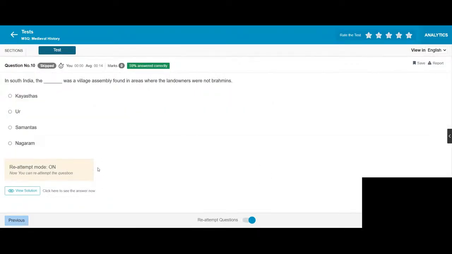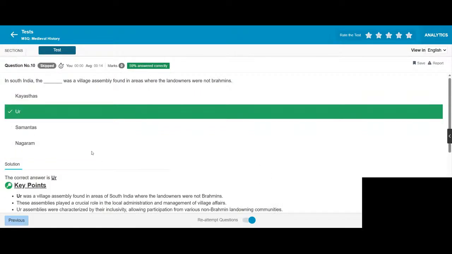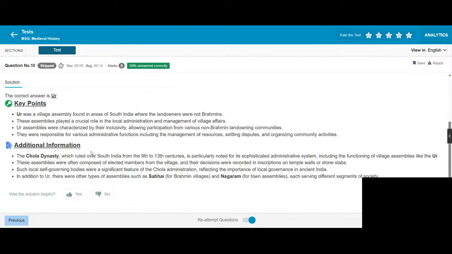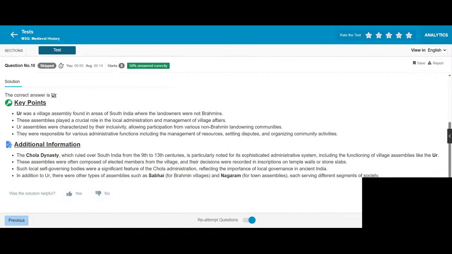In South India, the Ur was a village assembly found in areas where the landowners were not Brahmins. These assemblies played a crucial role in the local administration and management of village affairs. Ur assemblies were characterized by their inclusivity and participation from various non-Brahmin landowning communities. They were responsible for various administrative functions, including the management of resources, settling disputes, and organizing community activities.